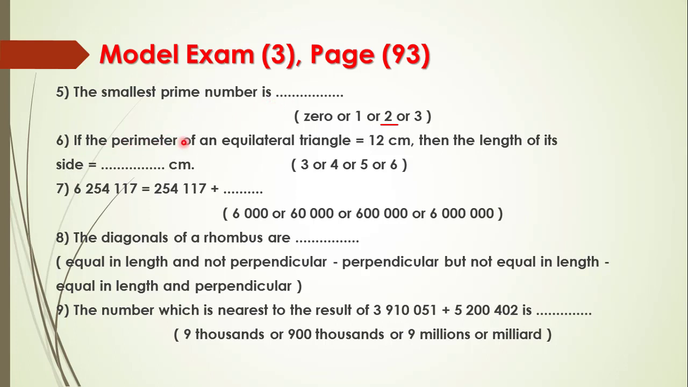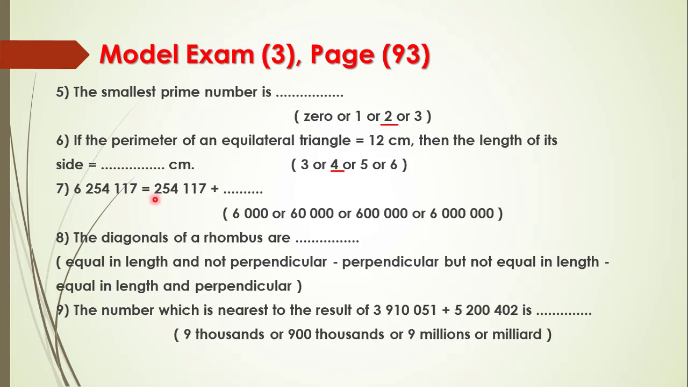Number 6. If the perimeter of an equilateral triangle, equilateral means all sides are equal, is 12 centimeters, then the length of each side. We have 3 sides. All the 3 sides are equal in length, and the perimeter is the summation of sides is 12. So I'll divide 12 by the 3 sides. 12 divided by 3, timetable 3. 12 divided by 3 equal 4. So each side is 4. 4 times 3 equal 12, or 4 plus 4 plus 4 equal 12.